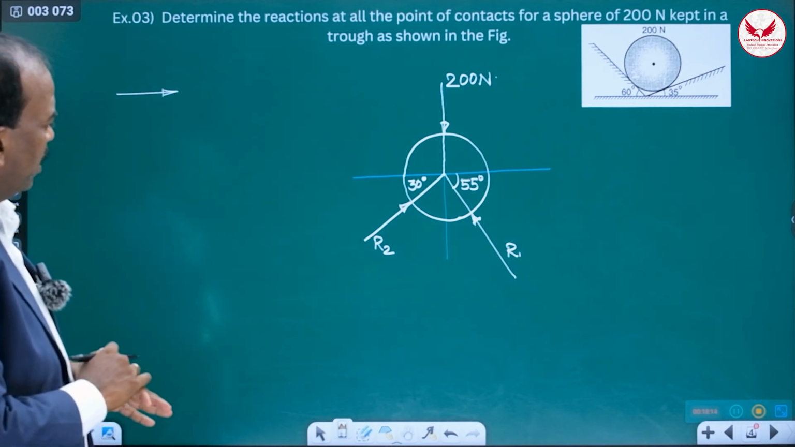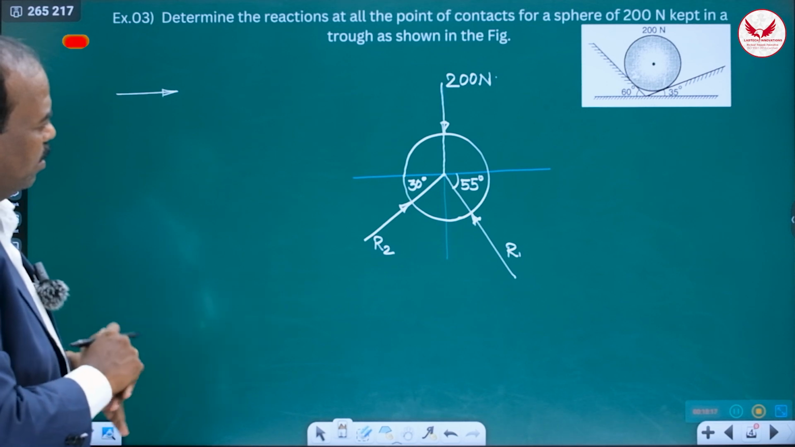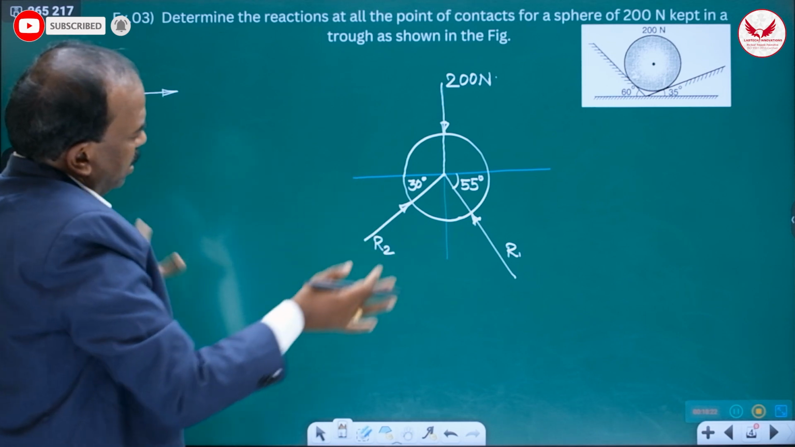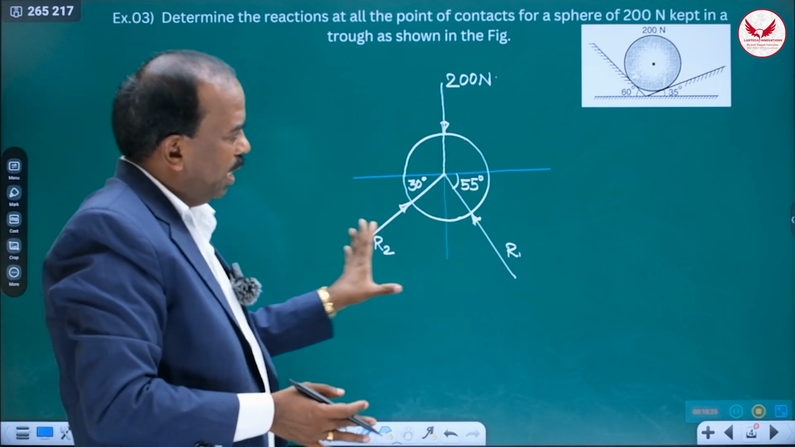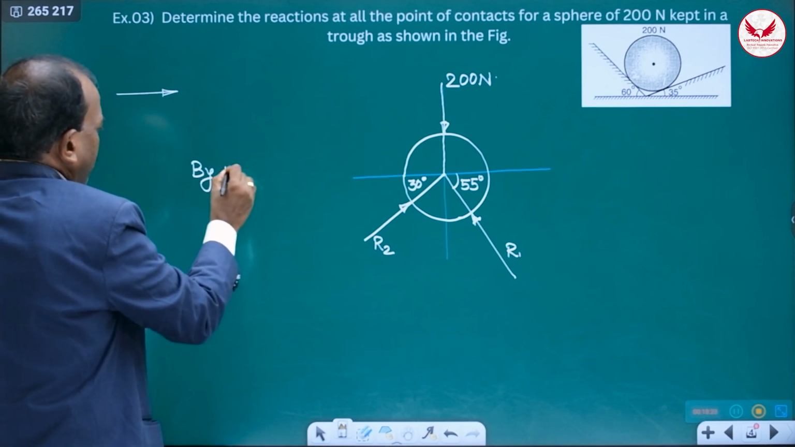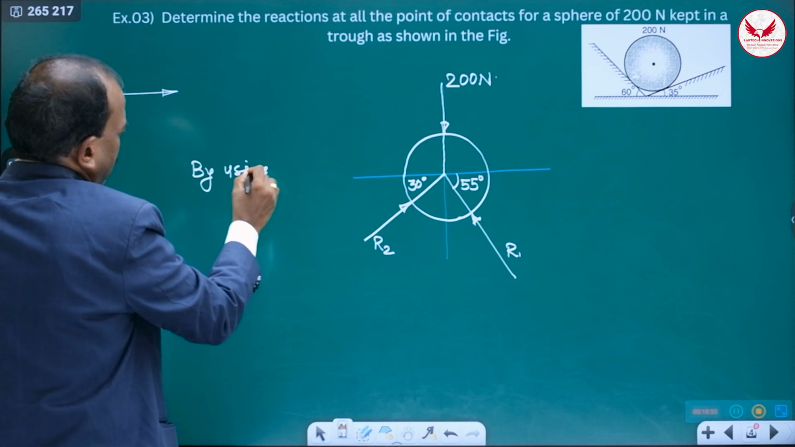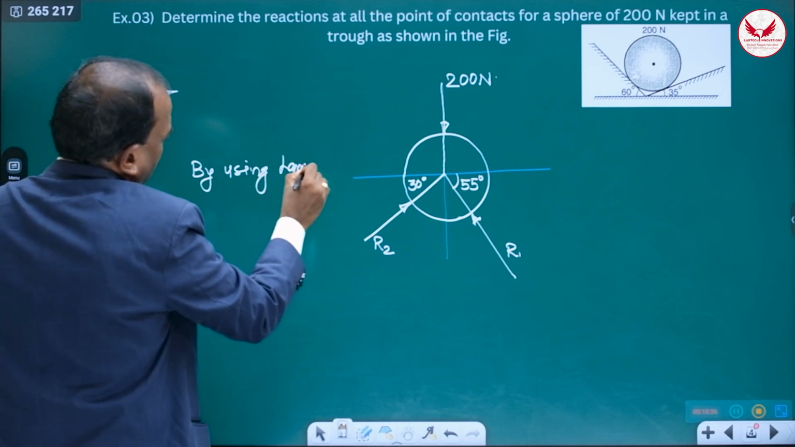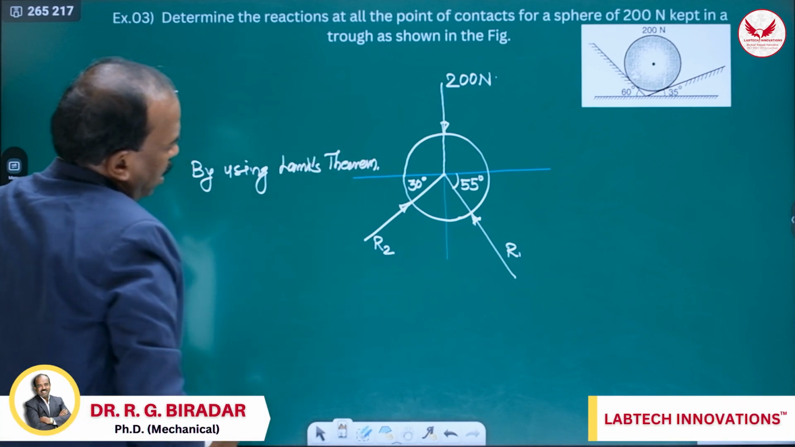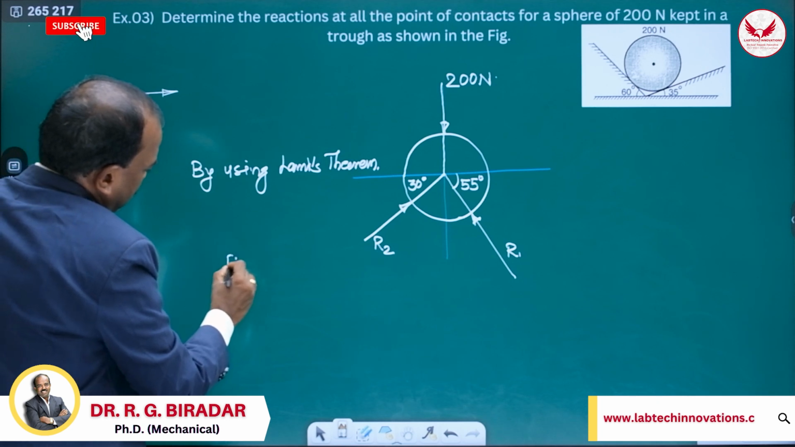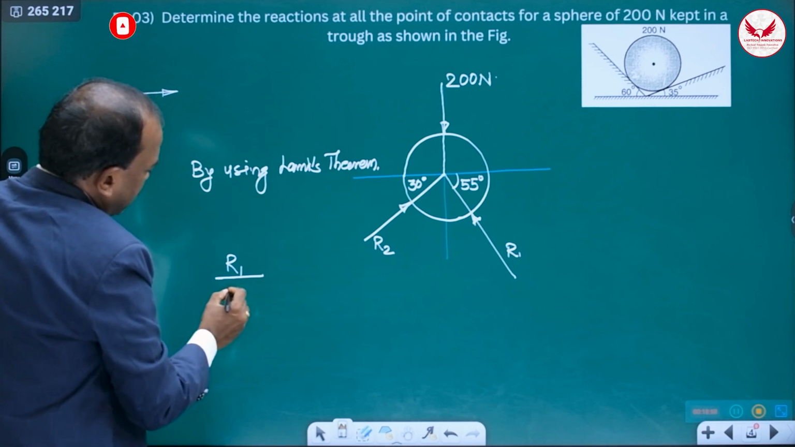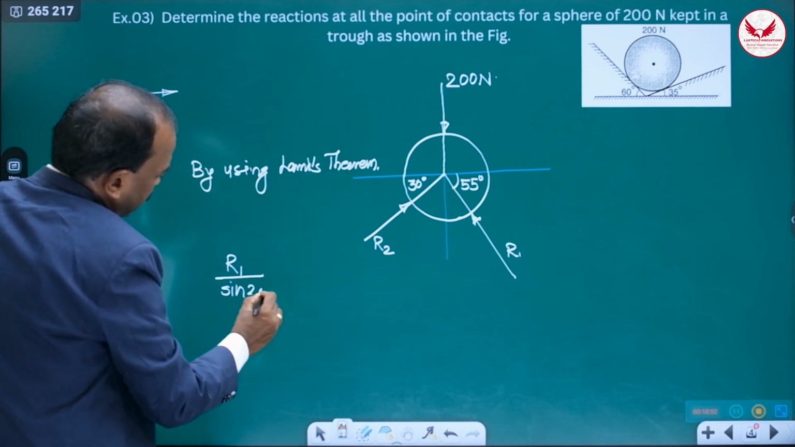This is the free body diagram. And once we draw the free body diagram, then the problem becomes very, very simple. Then how can we solve this example? Three forces meeting at a point. The best way is, again, by using Lami's theorem. So the unknown force first, R1 divided by sine of the angle between the other two forces, sine 120.